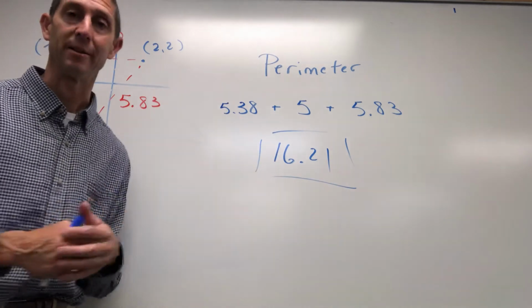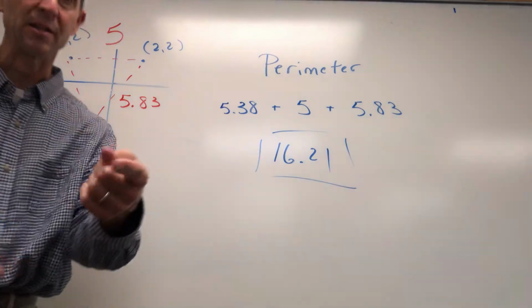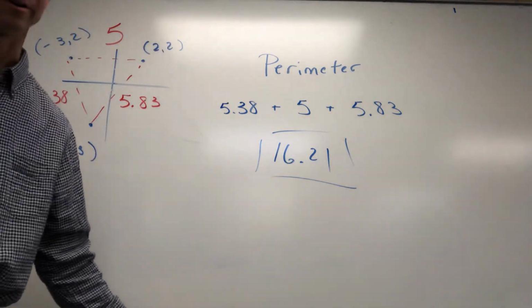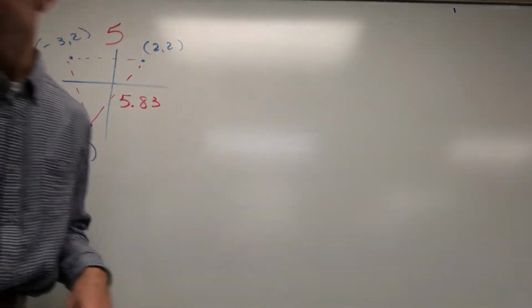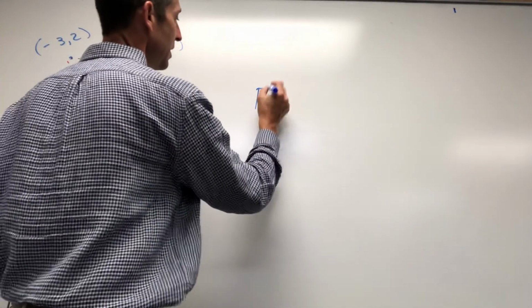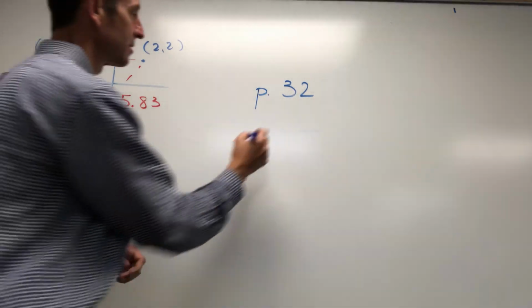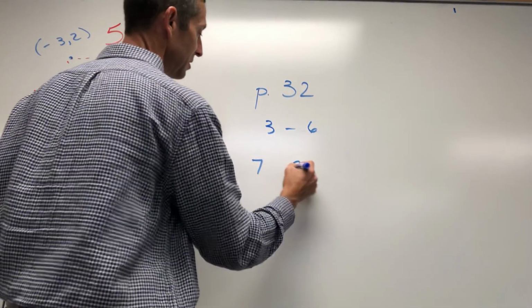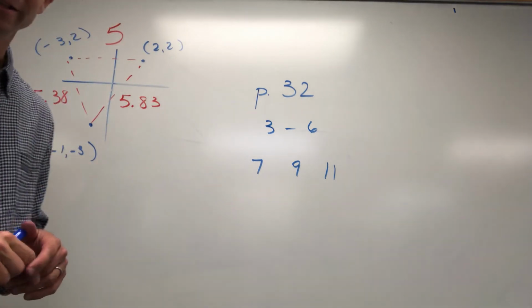So again, this video is going to help you with those polygons, where I say 12 and you say dodecagon. I say octagon, you say 8. And then this assignment where you got to do distance formula and perimeter. Let's put that assignment up there. Let you guys get some work done. So this will help you on page 32, 3 through 6. And this is 7, 9, 11. So go to Google Classroom, get that polygon quiz done, get yourself a good grade.